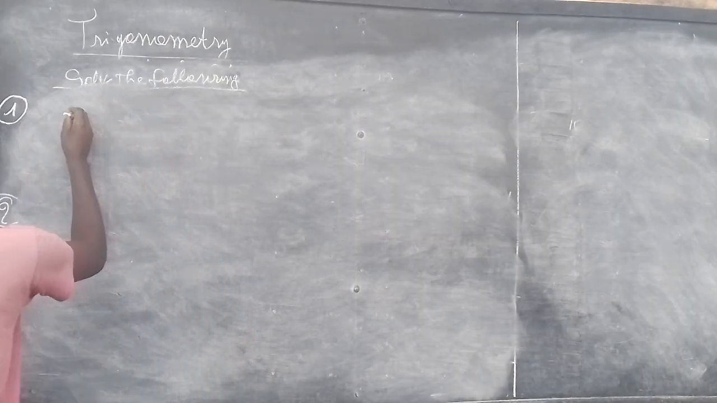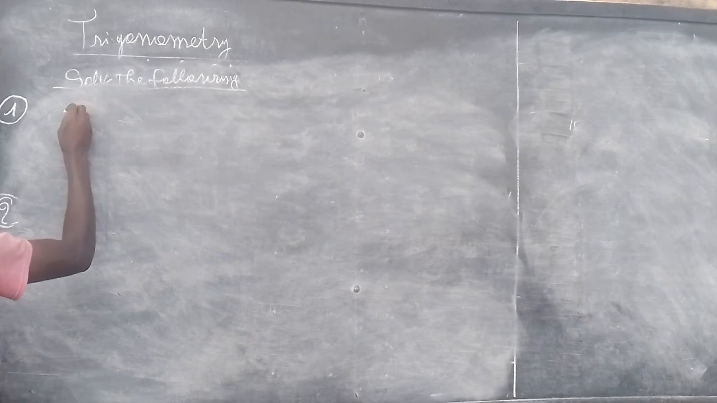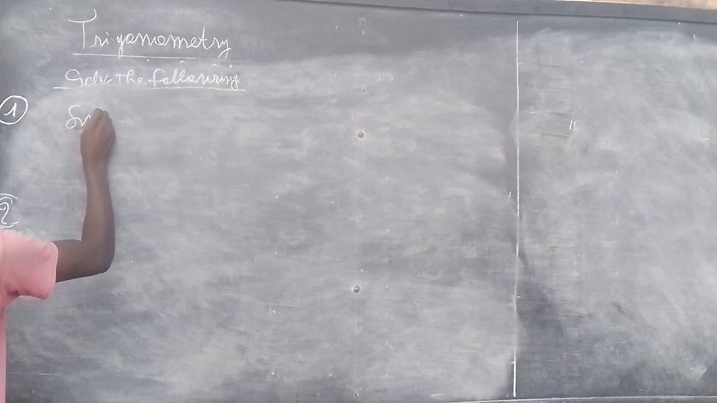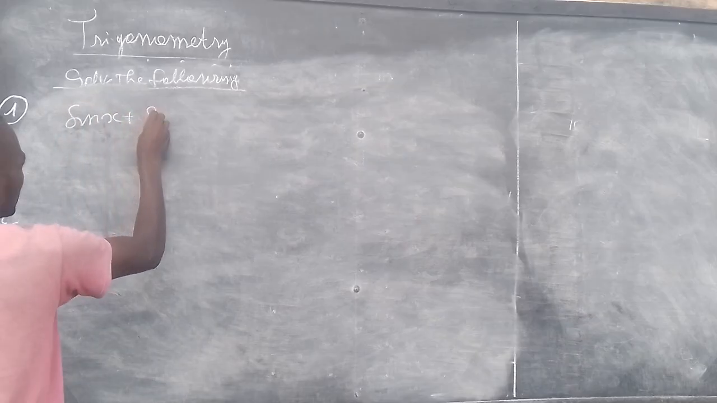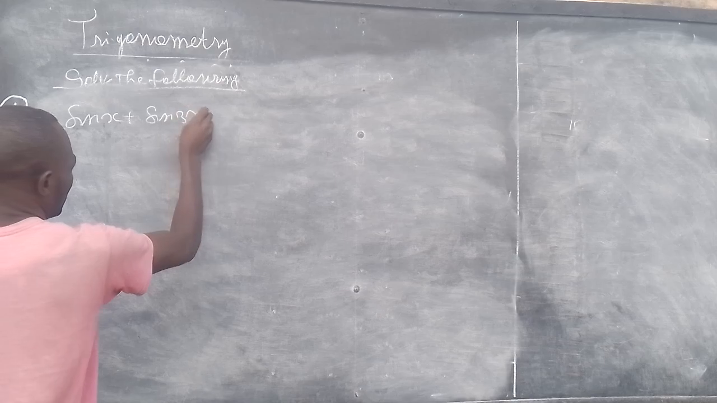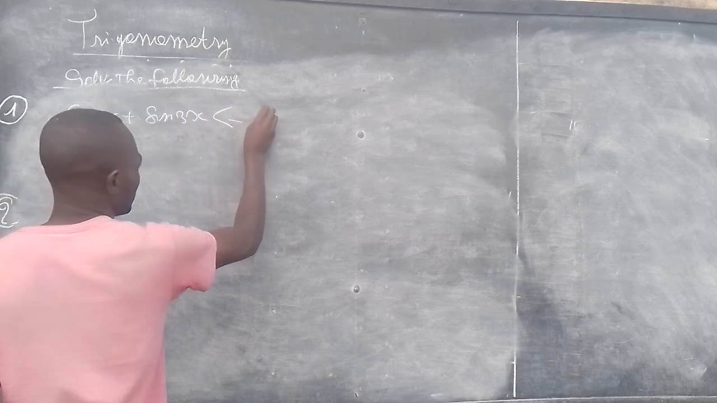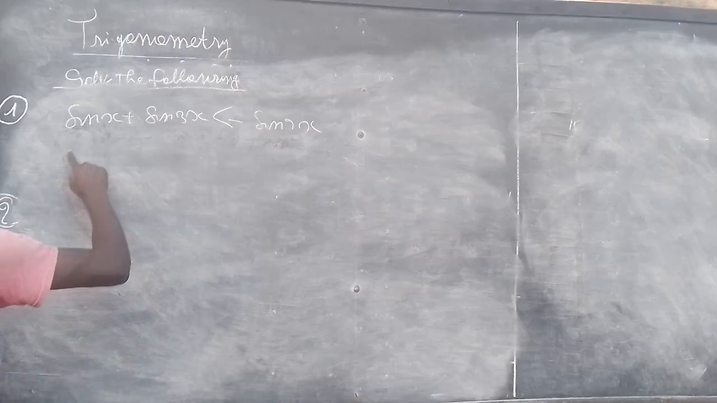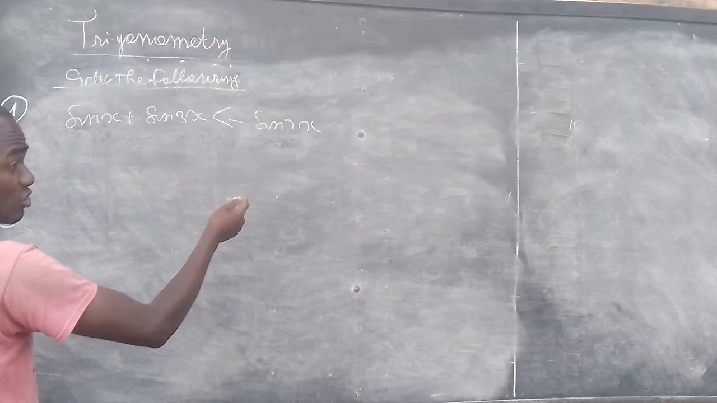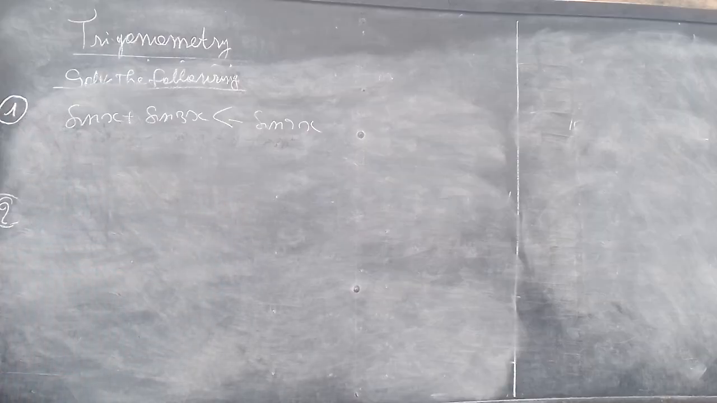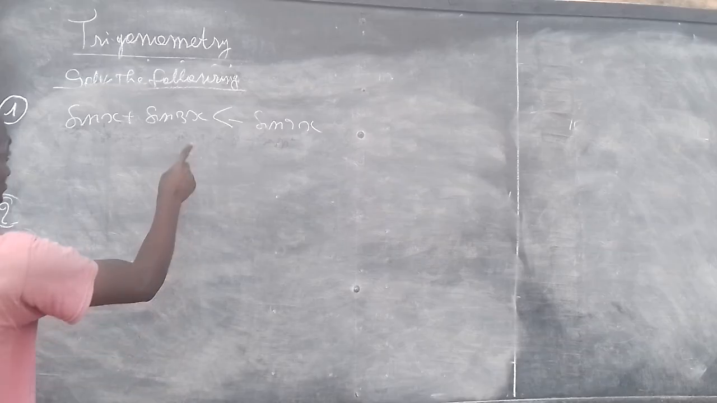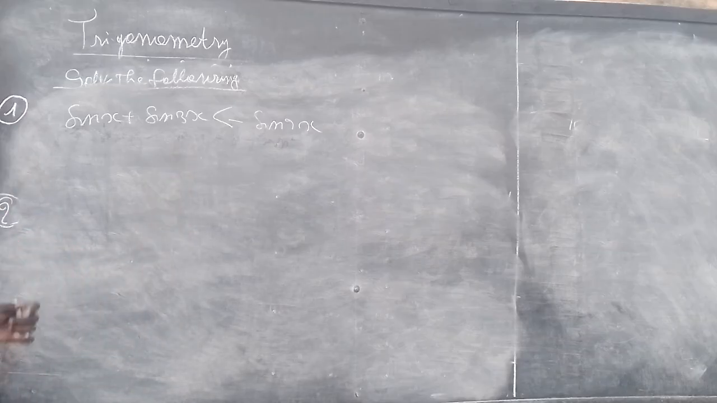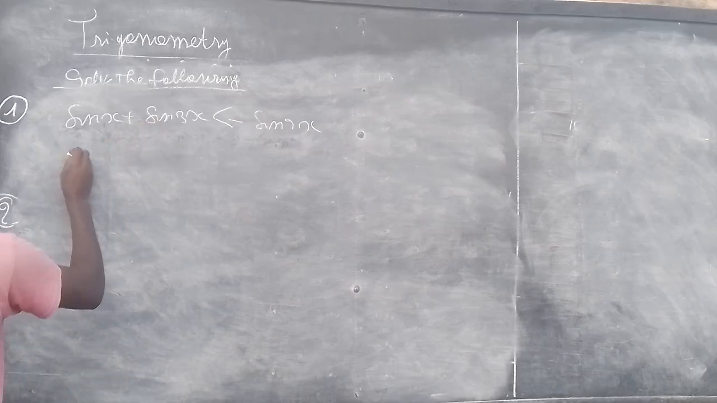So we have sin x plus sin 3x is equal to negative sin 2x. We will use the sum-to-product formula. This is where we are going to apply the sum-to-product formula in the trigonometric equation. So let's see how we can solve it.